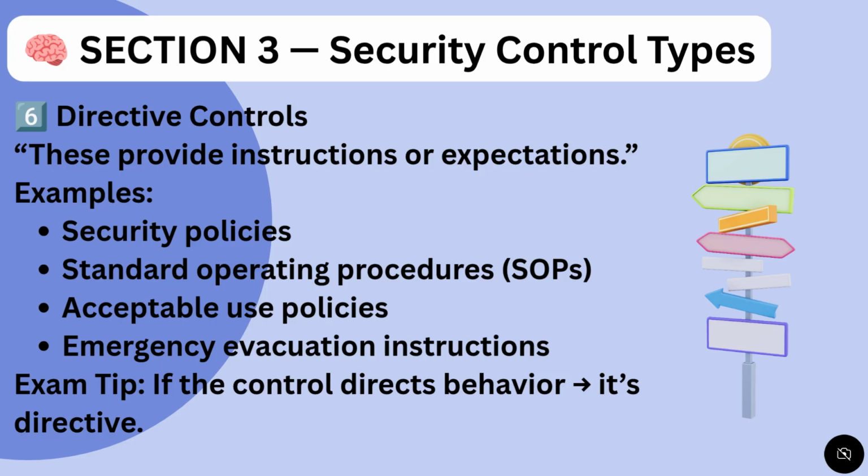Sixth control is directive control. Directive controls provide instruction, expectation, and guidance for behavior. Examples include security policies, standard operating procedures, acceptable use policies, and emergency evacuation instructions. If the control directs or instructs people, it is a directive control.